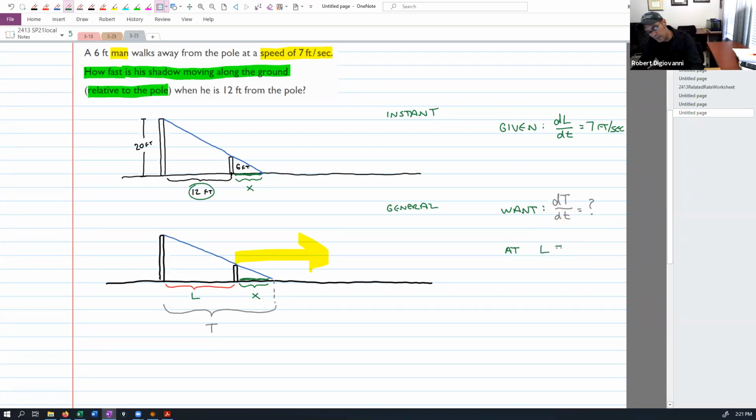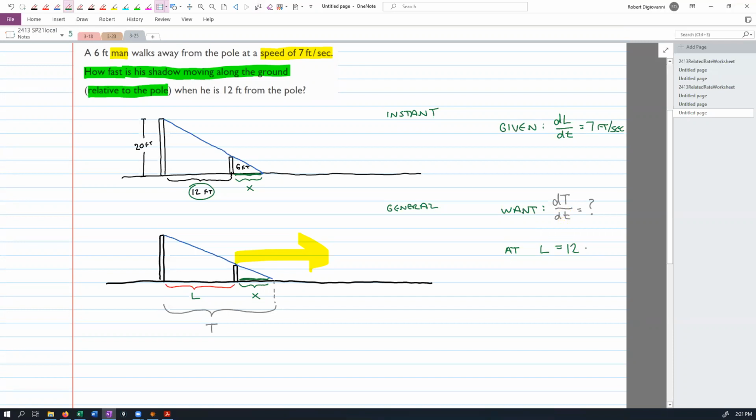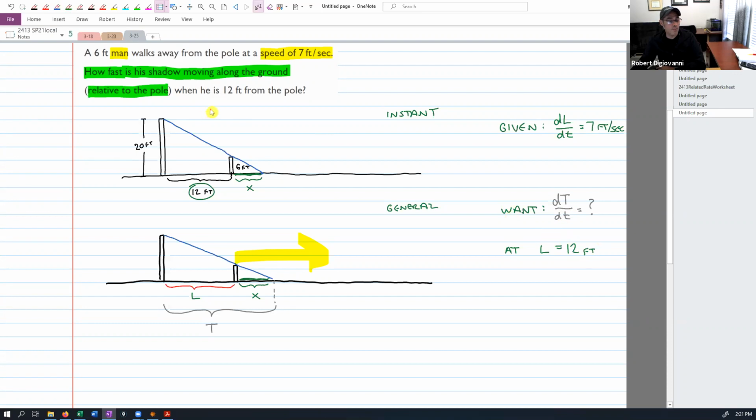When L is 12 feet. Was that Carla? Yes, sir. It was good. Okay, good. So when L is 12, because it says when he is 12 feet from the pole. Well, 12 feet from the pole is the measurement from here to here, but that's what L is, right? All right, I think we have what we need to start asking the question about the equation.